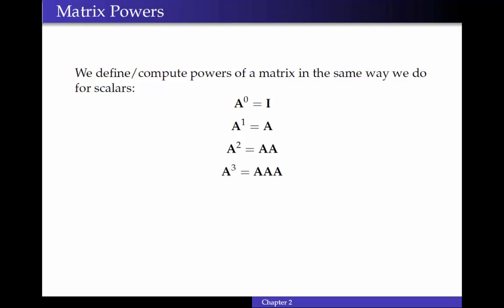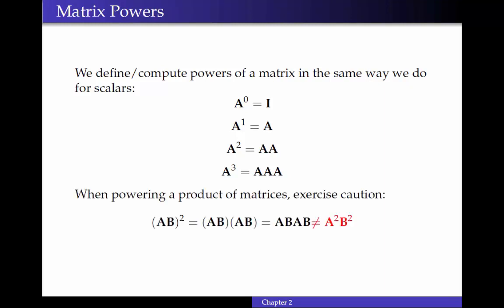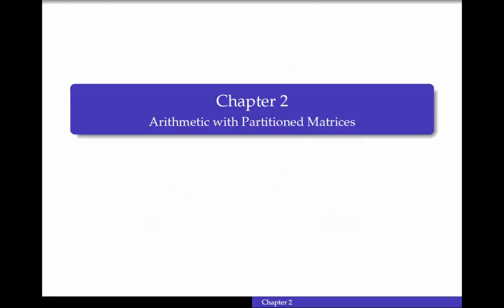The time that we have to be a little careful with this is if we're going to power a product of matrices. If I have AB squared, that means that I have AB times AB, which is equal to ABAB. So it's not equal to A squared times B squared, like you would see for scalar algebra. And that brings us to the end of today's topic.